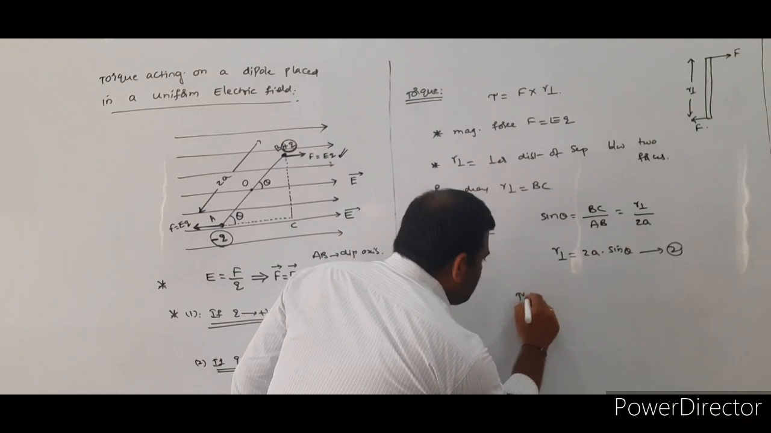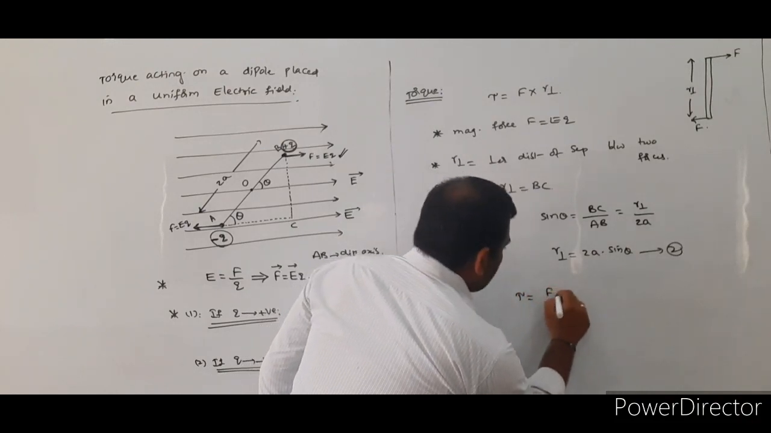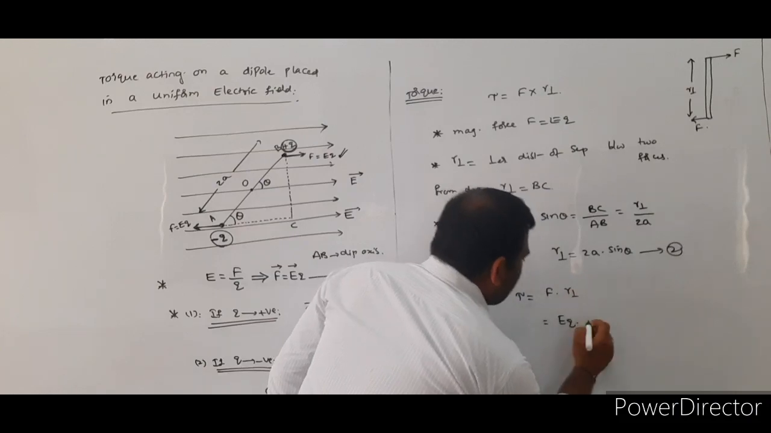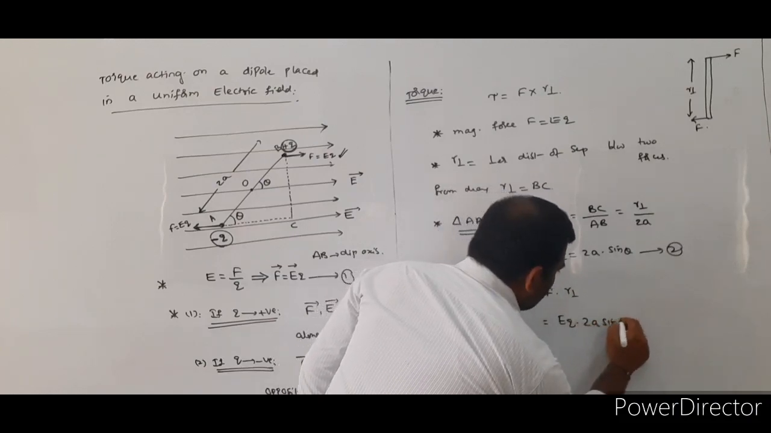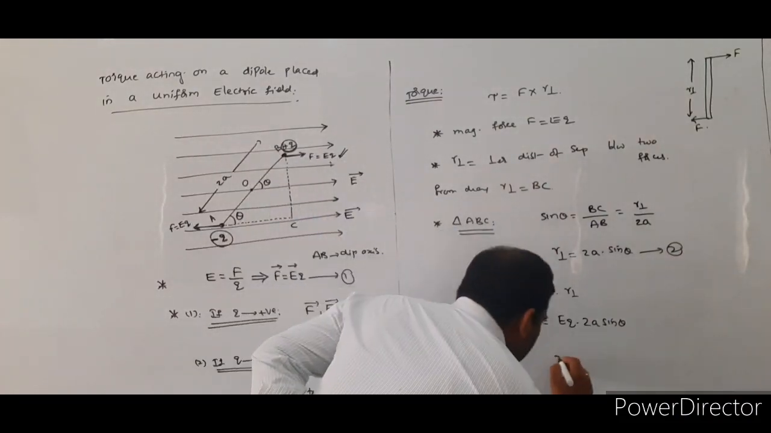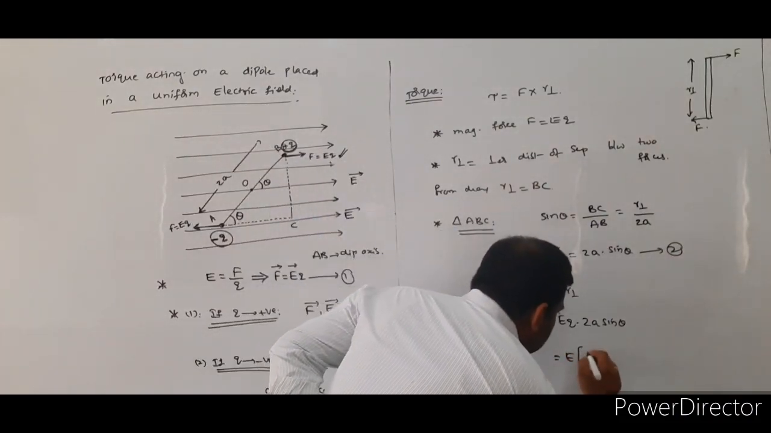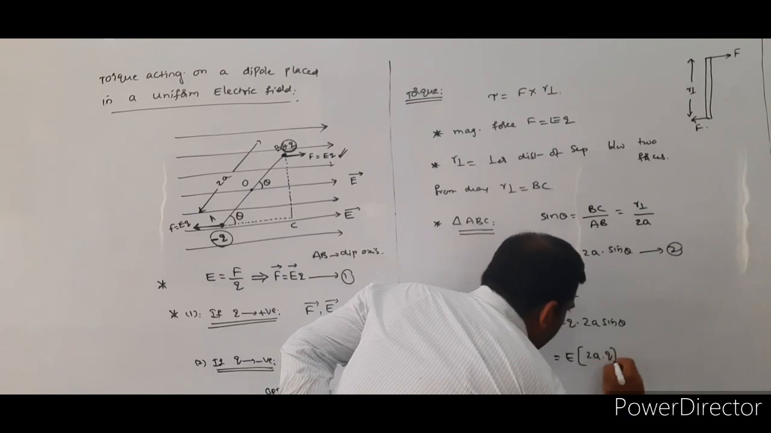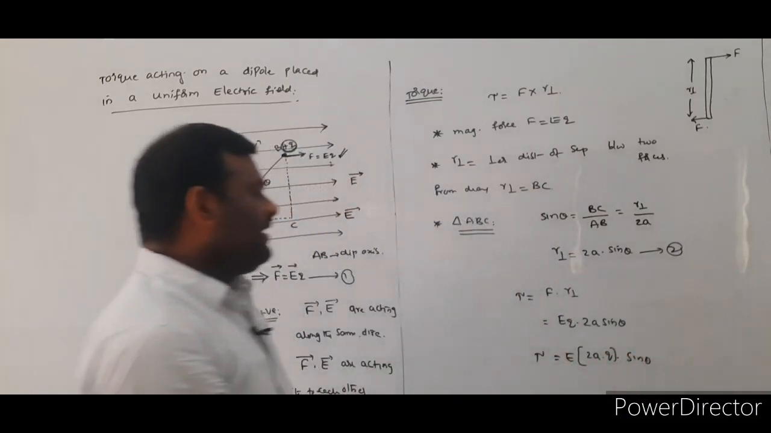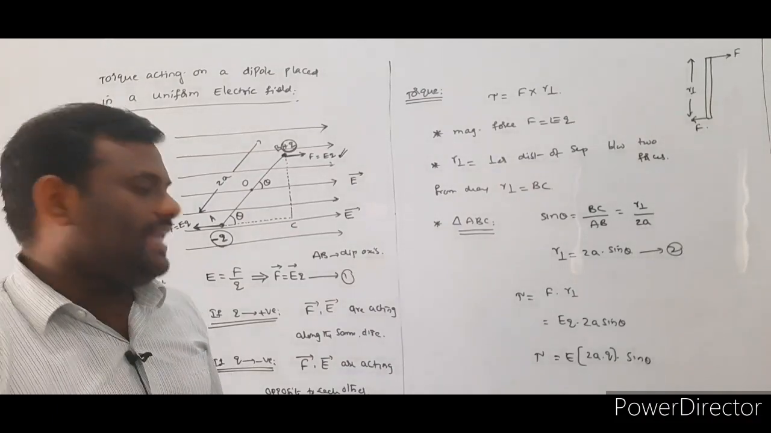Therefore torque tau is equal to F into R perpendicular. What is the F value? F is equal to QE. R perpendicular is equal to 2a sin theta. So E into this value can be written as 2a into Q into sin theta. Tau is equal to what we got here? 2a into Q sin theta.